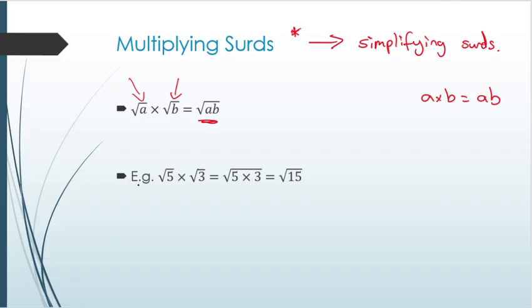So for my example here, I have square root of 5 times square root of 3. I'm going to rewrite it as 5 times 3, and we just know 5 times 3 is 15. Please make sure that you know your times tables, okay? Times tables, very important.